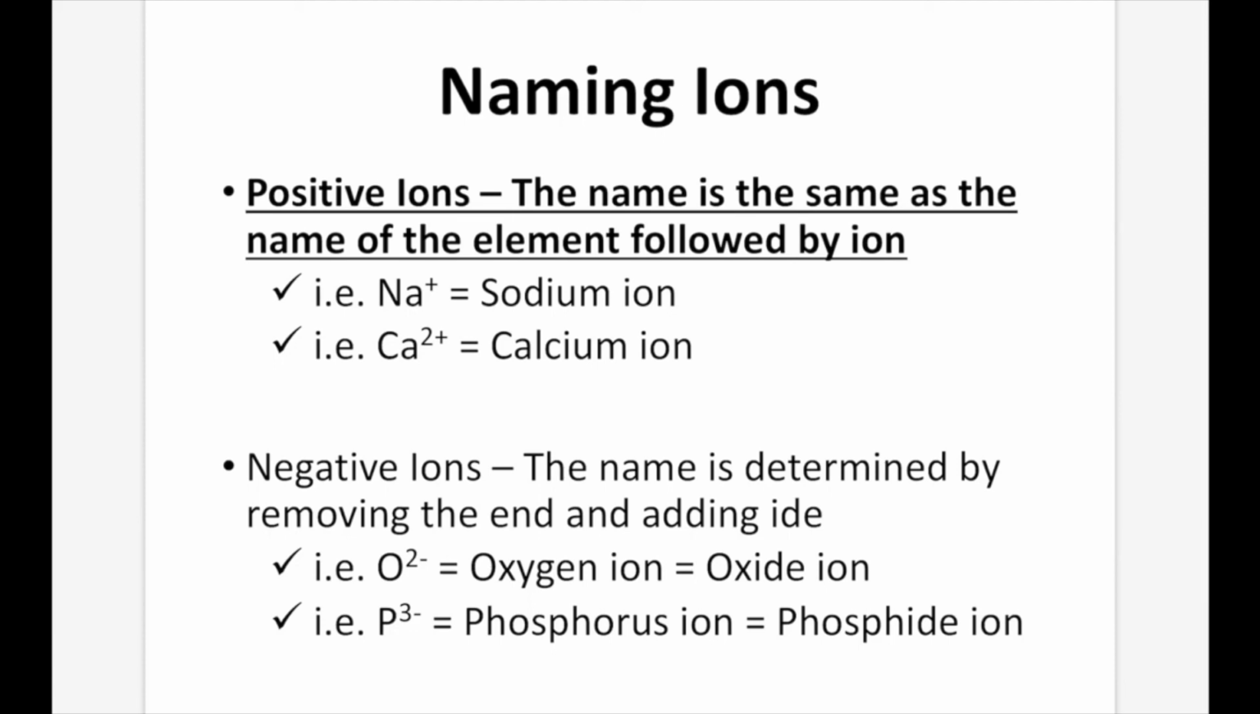It's not as hard as you might think. It's the name that will make sense. Oxygenide doesn't make sense. Phosphoruside doesn't make sense. But phosphide sounds correct. Oxide sounds correct. If you look at the periodic table and go through all the ones that become anions, you'll find that it's a pretty easy process to figure out what the name will actually be.